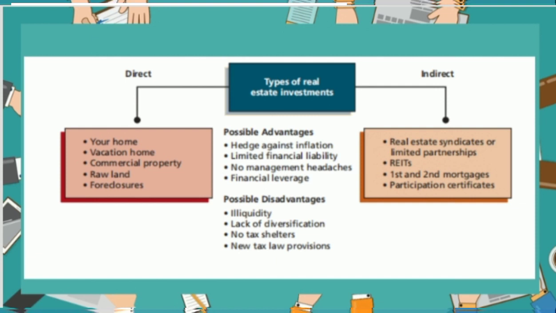Number 1 is illiquidity. Sa investment world, illiquidity refers sa mga assets natin na hindi basta-basta napapalitan ng cash. One reason why is hindi sapat yung mga investors na willing bumili. And number 2, lack of diversification. Meaning, limited lang yung investment mo sa small size of real estate projects.